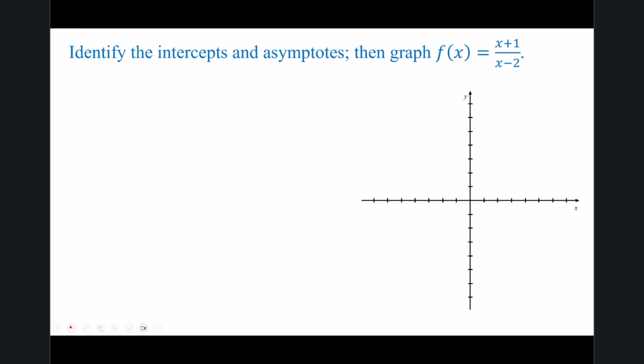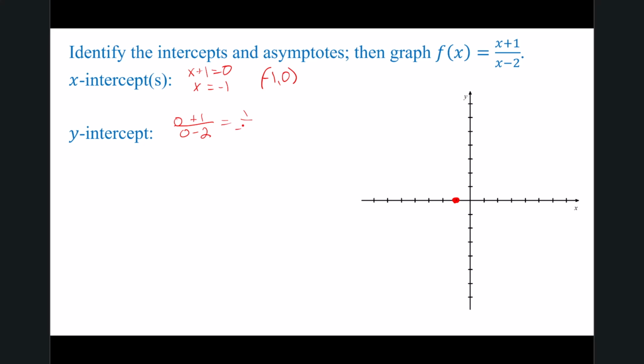Let's do the same thing with this function, f of x equals x plus 1 divided by x minus 2. So the x-intercepts are where the numerator is 0. So we get x plus 1 equals 0, or x is -1. So my x-intercept is the point -1, 0. The y-intercept is when x is 0. So if I set all the x's equal to 0, I get 0 plus 1 over 0 minus 2, which is 1 over -2, or -1/2. So my y-intercept is the point 0, -1/2.